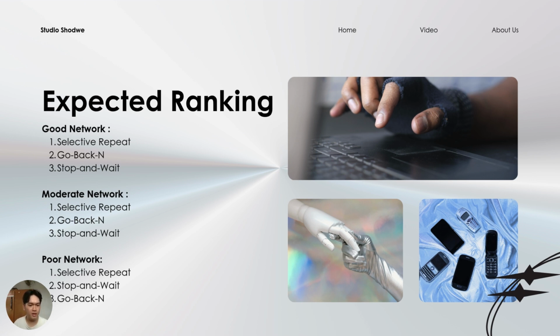For the good network, the second best is go back N and then stop and wait. For the moderate network, the second best is go back N, and the third one is stop and wait. For the poor network, the second best is stop and wait and then go back N. So as a conclusion, selective repeat is the best, second is go back N, and the third one is stop and wait.